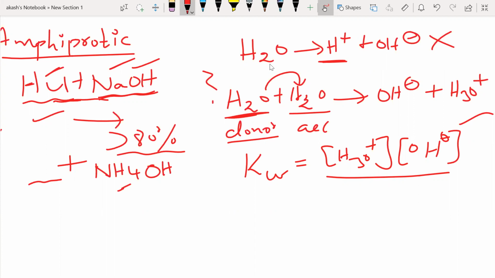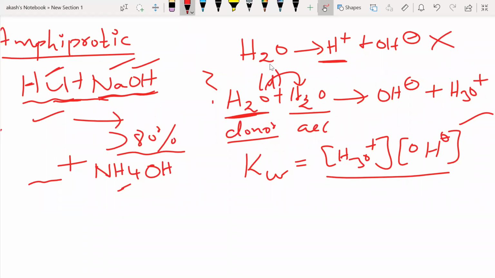Should I put H2O? H2O is a liquid. So what is the value which I should put here? 1, sir. Exactly. So you don't have to include H2O in the denominator because it is a pure liquid. As we already discussed so many times, you don't have to include pure solids and pure liquids in the equilibrium constant formula, because their active mass is 1. So this Kw is going to be equal to the concentration of H3O plus times the concentration of OH minus.